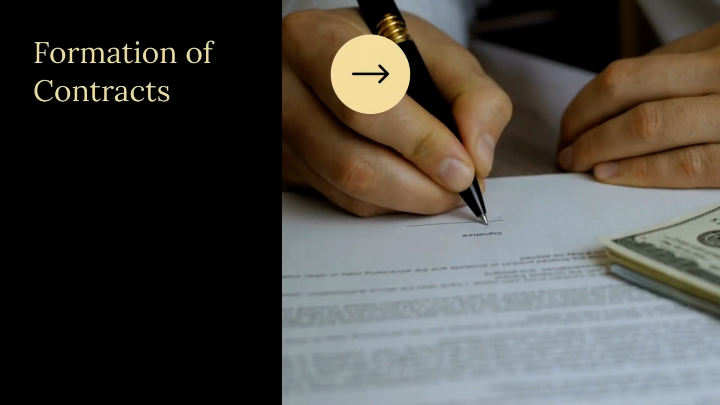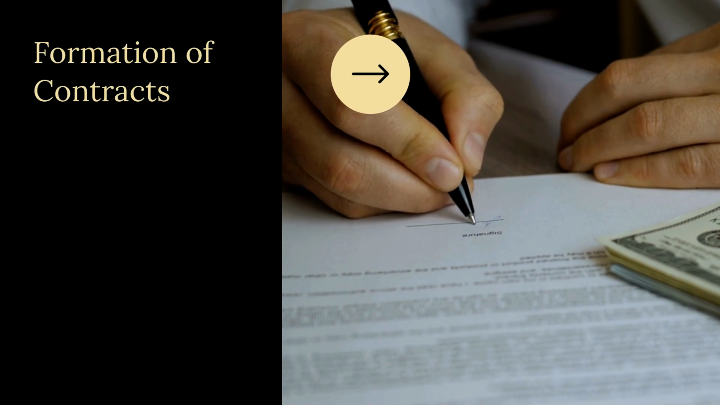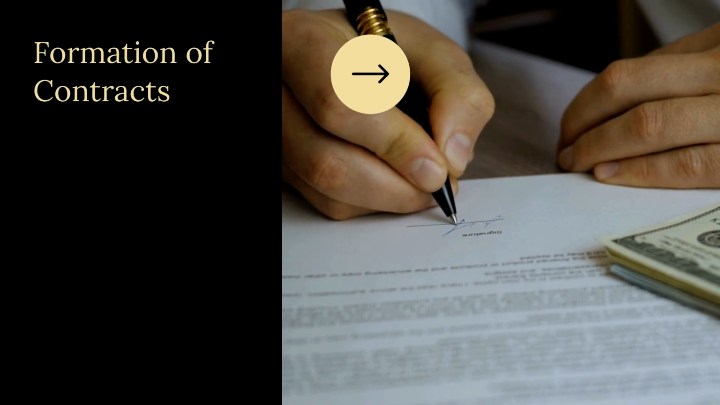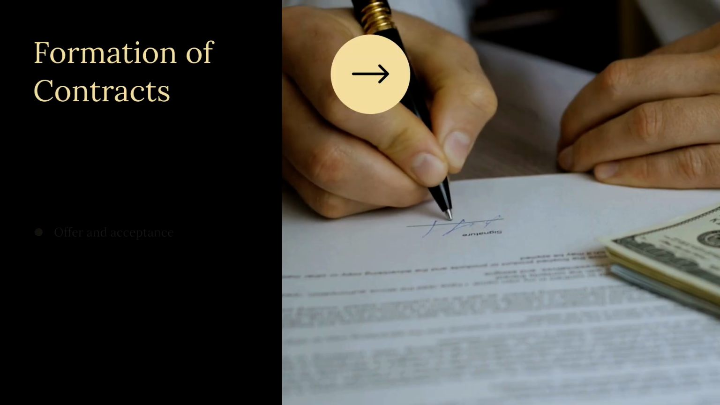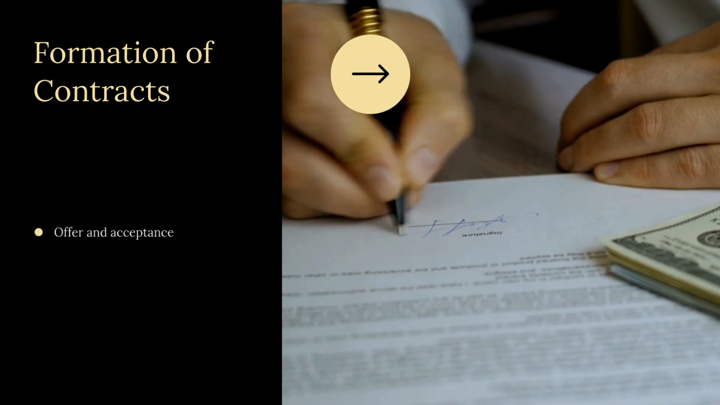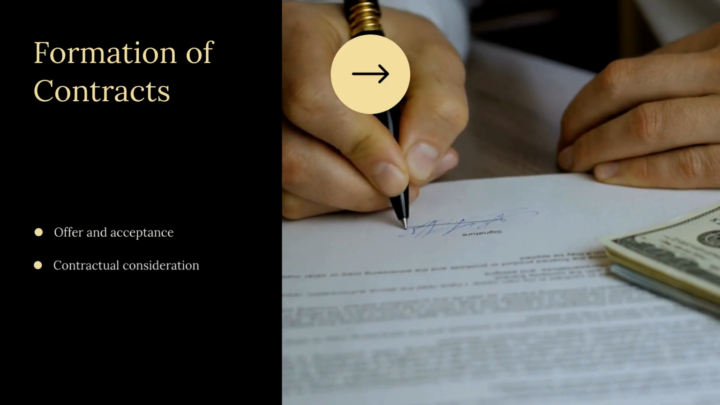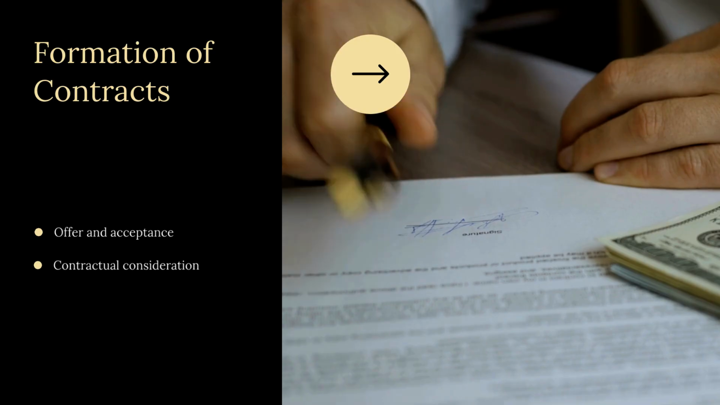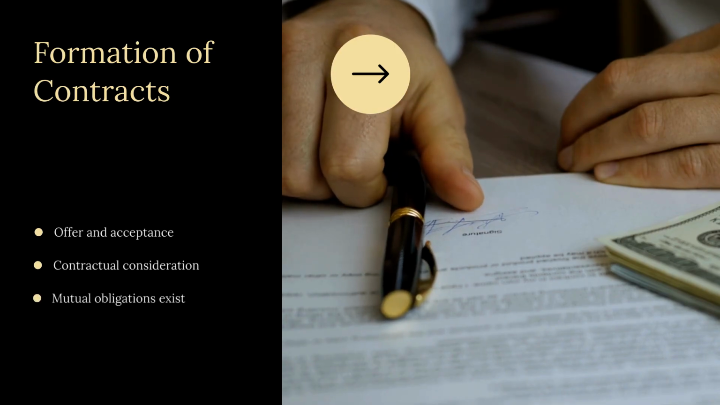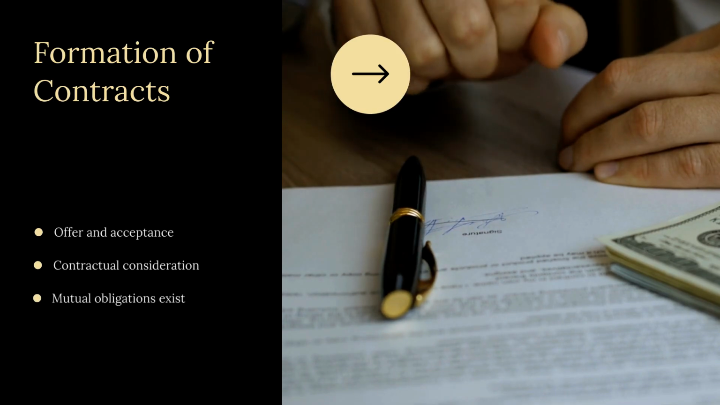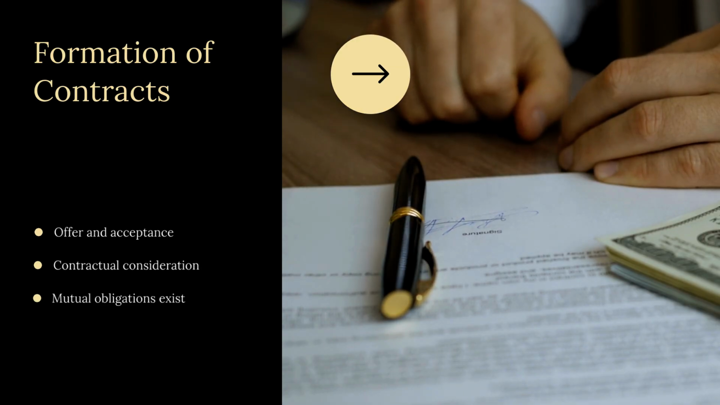The formation of a contract involves offer and acceptance between parties. Consideration is given in the form of wages for work done. Mutuality of obligation ensures both parties fulfill their roles. The intention to create legal relations is essential. Compliance with statutory requirements solidifies the contract's validity.